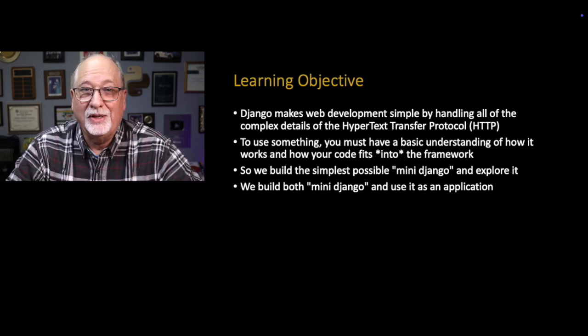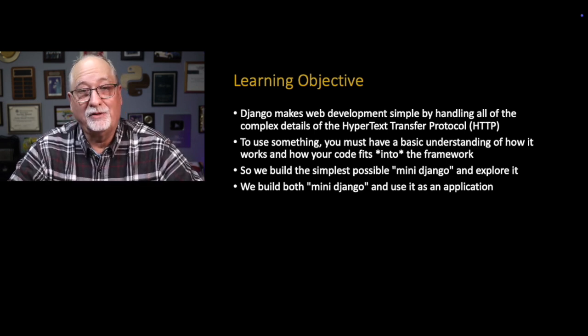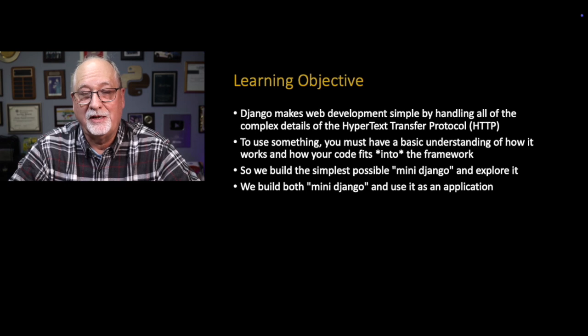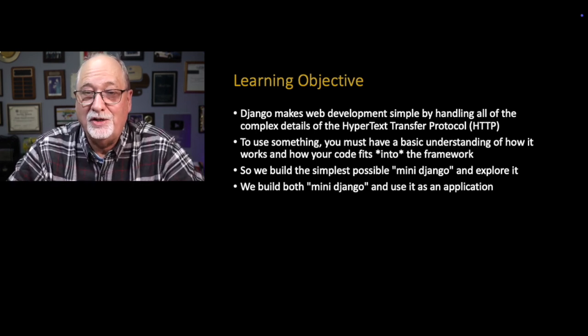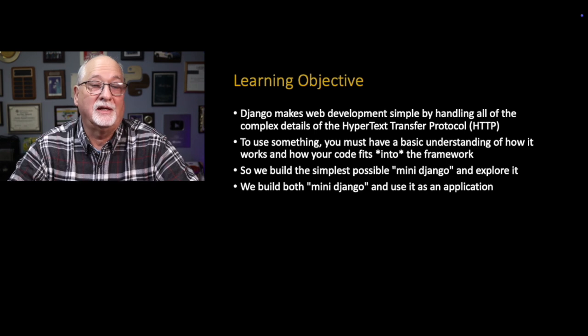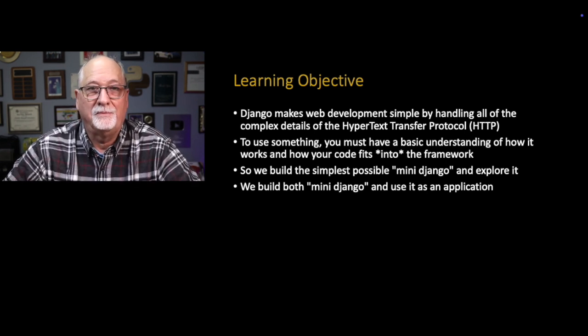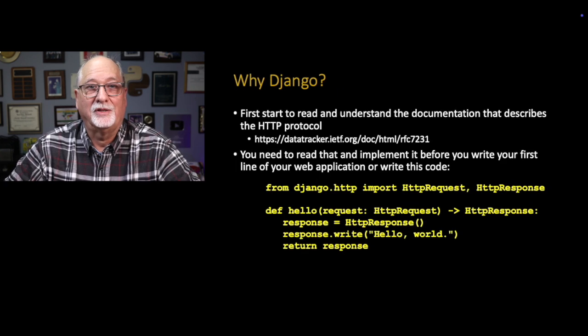It's under 200 lines. The Mini Django framework itself is only 200 lines of Python, meaning you can read it, you can understand it, and you can even change it and explore supporting additional features of HTTP. So we're going to have both a Mini Django and a really simple Django-like application.